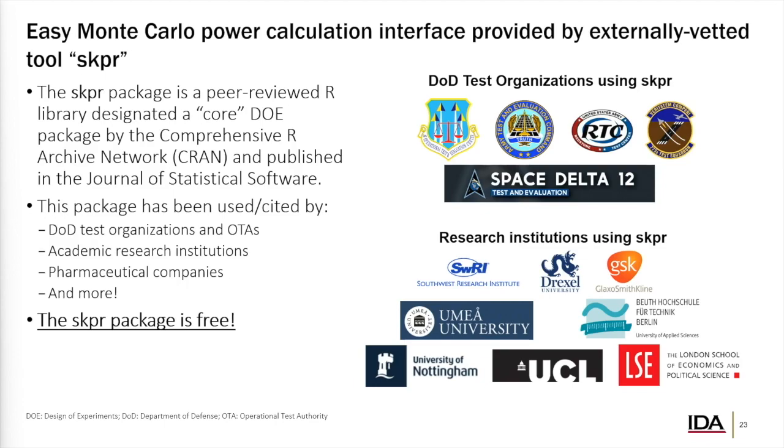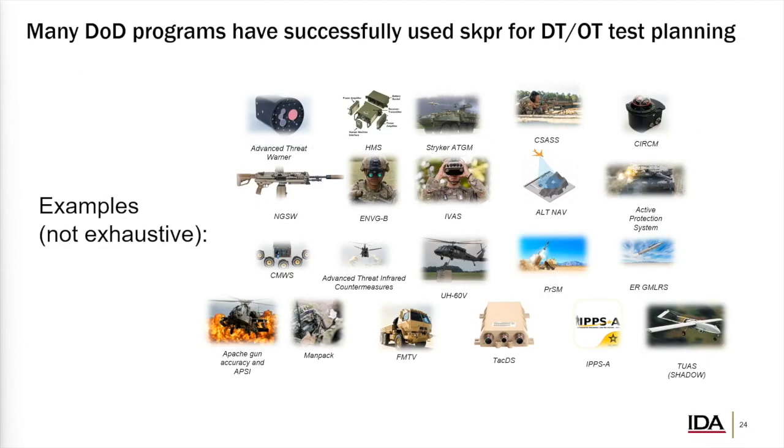We also have those resources I talked about, if you want to check out the class I taught last year. And it's free and open source, so you can just download it. If you can run R, you can run this tool. Here are some examples. I've had lots of people come up to me at DataWorks to tell me what programs they've used it on. It's been used across domains: air, space, land. It's a general DOE tool, so it can support any kind of test program.